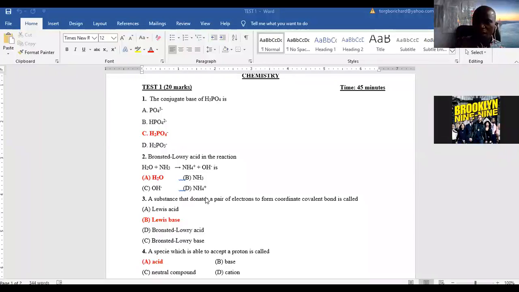Bronsted-Lowry says a base is an acceptor. Lewis says a base is a donor. But what they are donating and accepting are different. In the case of Bronsted-Lowry, it is a proton. In the case of Lewis, it is an electron pair. So those are the differences you need to take note of. But we'll look at Lewis' concepts pretty soon.